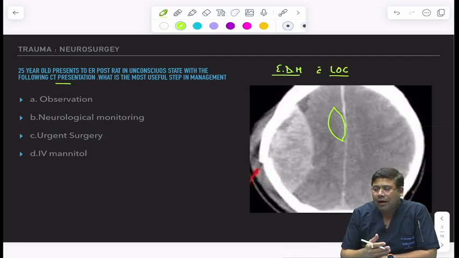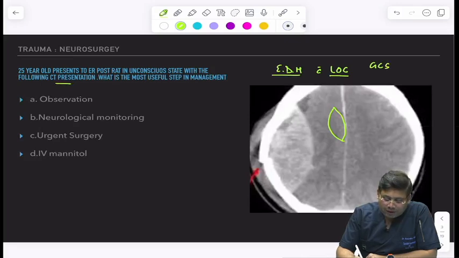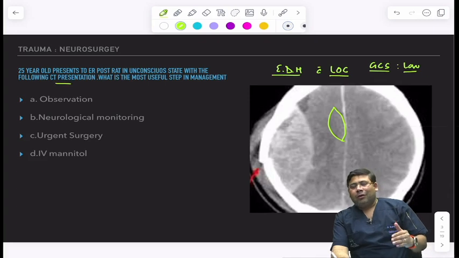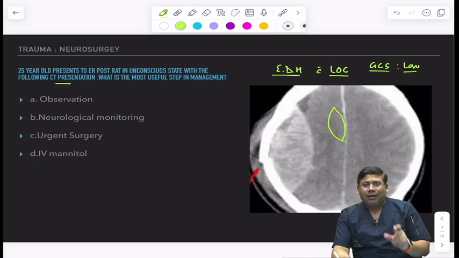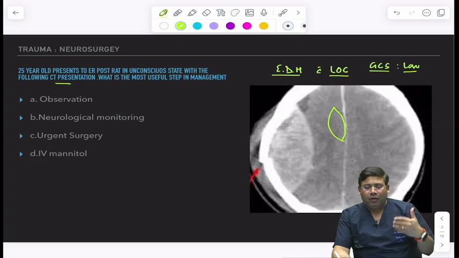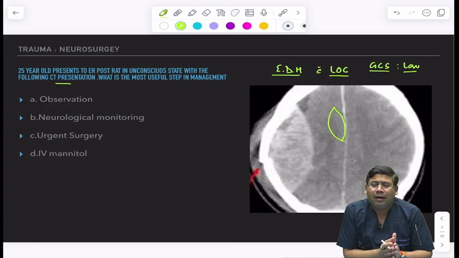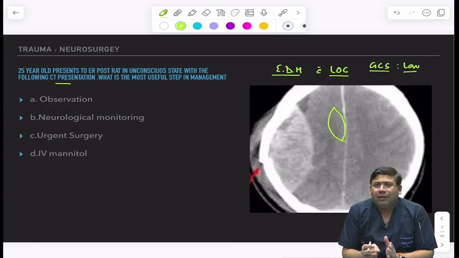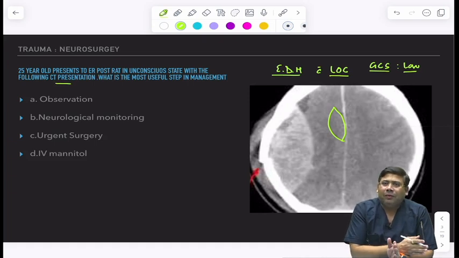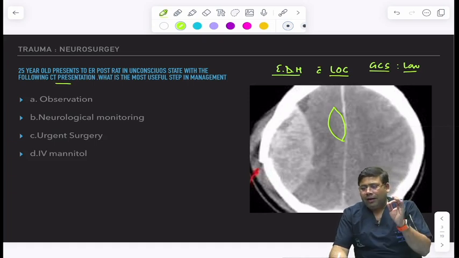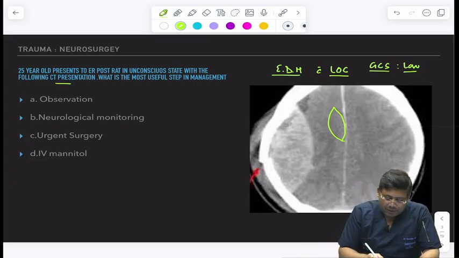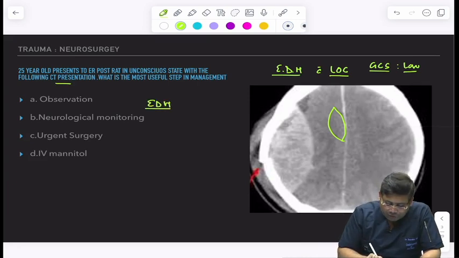This patient is unconscious right now, so the GCS is probably going to be low. Remember, if the GCS is not more than 8, if the clot thickness is more than 1.5, and along with that the volume is more than 30 cc, you will have to go for surgery. SDH in comparison to EDH is managed in a different way, but EDH is considered a surgical emergency. So whenever we have a patient of EDH, yes, you will have to go for surgery.